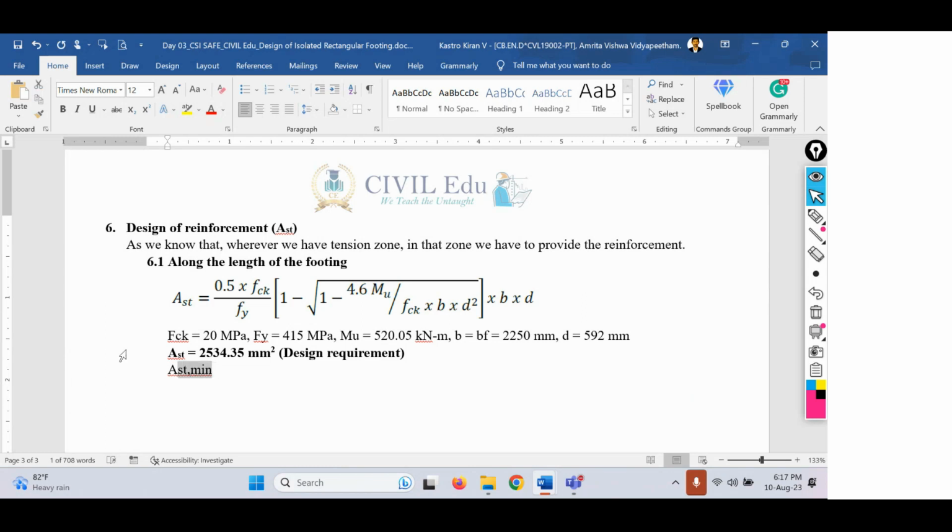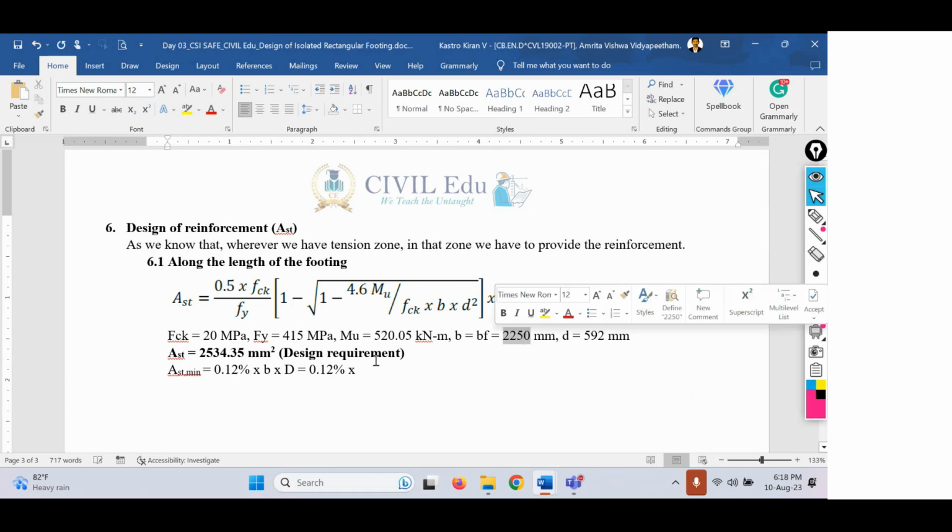So what is the formula for minimum reinforcement? The formula for minimum reinforcement is 0.12% B into D, that is overall depth. Okay, 0.12% B into D. So 0.12%, I'll just write as it is, into B. What is B? B is the width of the footing. The width of the footing is 2250 mm.